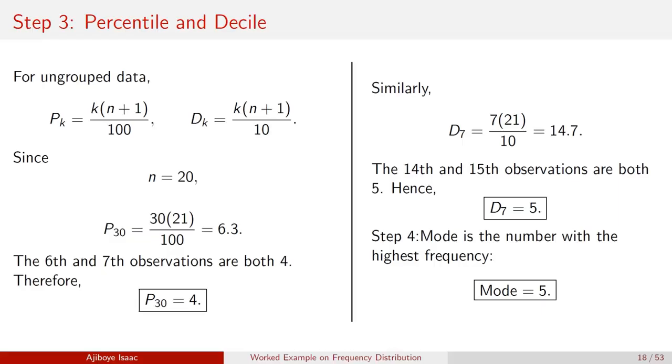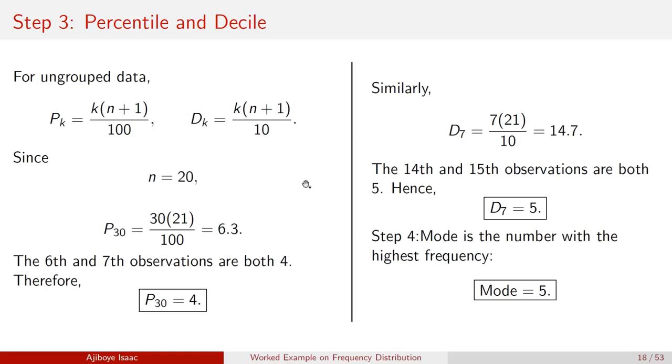For grouped data, the locator for the percentile, Pk equals k into bracket n plus 1 over 100. Likewise for the decile, we have Dk equals k into bracket n plus 1 over 10. Since our n is 20, we have the 30th percentile to be 30 into bracket 20 plus 1, which is 21, over 100. That gives us 6.3, and that is the 6th and the 7th observation. And the 6th and the 7th observation are both 4. Therefore, the 30th percentile is 4.